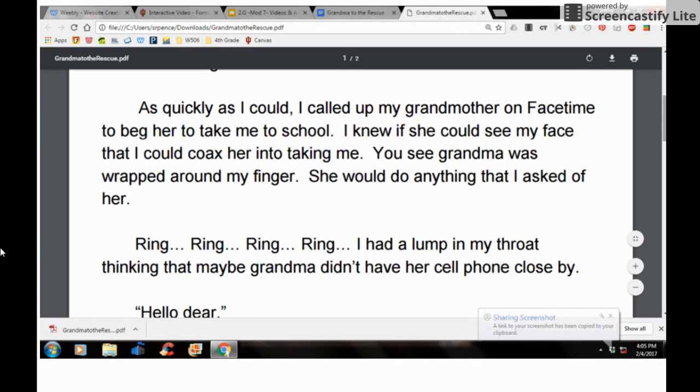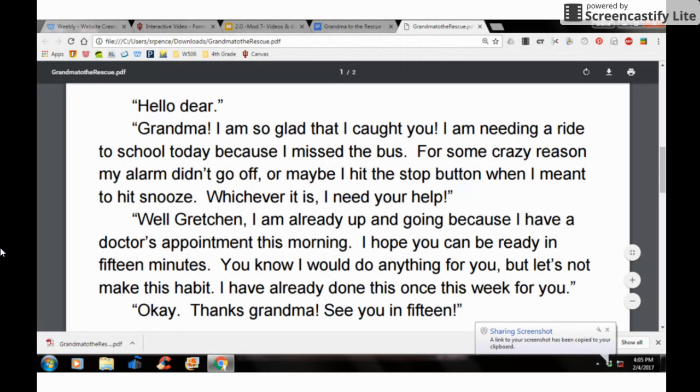Now, after reading this part of the passage, what do you think the word coax means? Be sure to use your context clues around the word to determine its meaning. Here's another practice. I'm going to read you the passage, and then I will stop and ask you to use your context clues to determine the definition of a word from the passage.